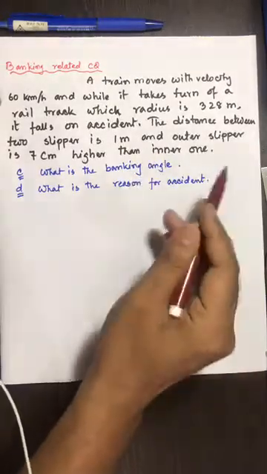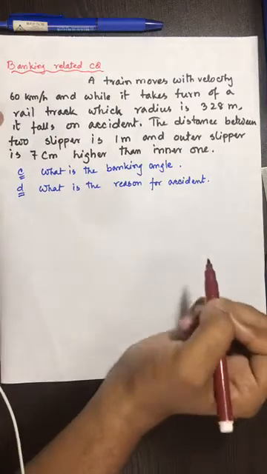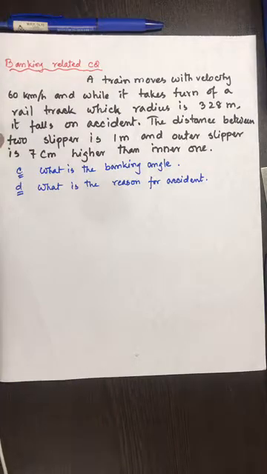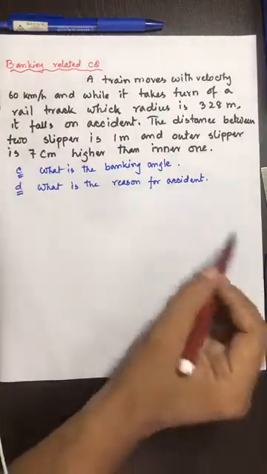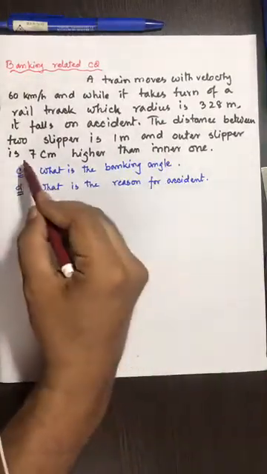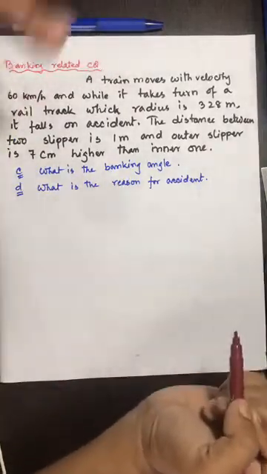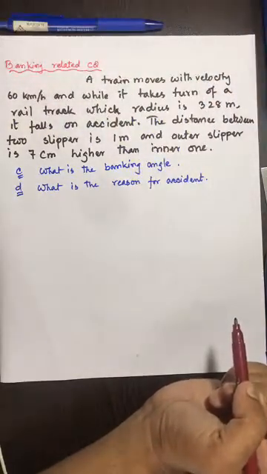A train moves with a velocity of 60 km per hour, and while it takes a turn on a rail track whose radius is 328 meter, it falls into an accident. The distance between two sleepers of the train track is 1 meter, definitely broad gauge. The outer sleeper is 7 centimeter higher than the inner one.